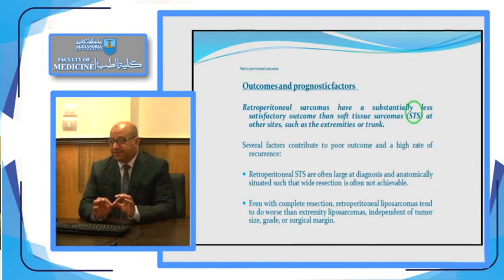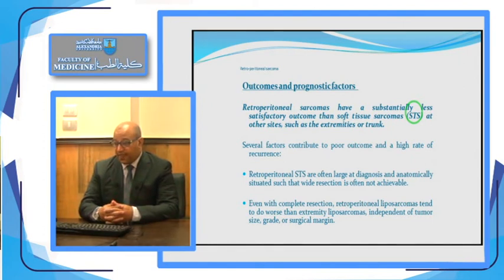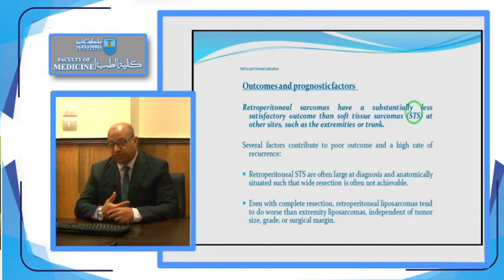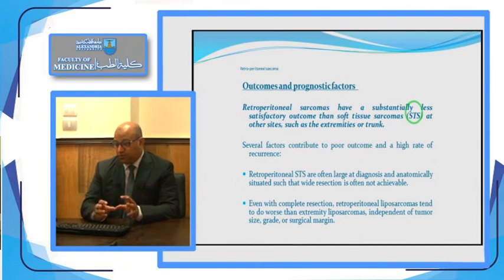Retroperitoneal sarcomas have a substantially less satisfactory outcome than soft tissue sarcomas at other sites such as the extremities or the trunk. Several factors contribute to the poor prognosis of retroperitoneal sarcoma and a higher rate of recurrence, including that they present at a large size from the start at diagnosis and are anatomically situated such that wide resection is often not achievable. Even with complete resection, retroperitoneal liposarcoma tends to do worse than extremity liposarcoma, independent of tumor size, grade, and surgical margins.